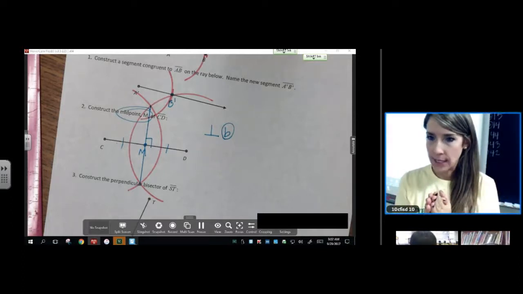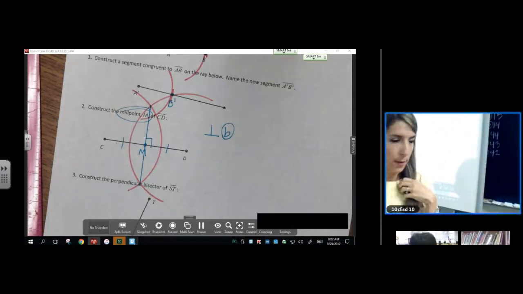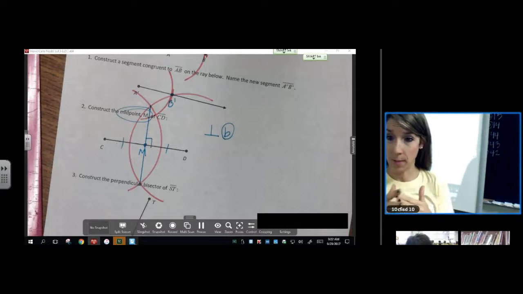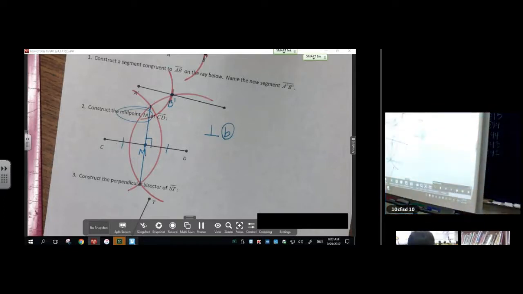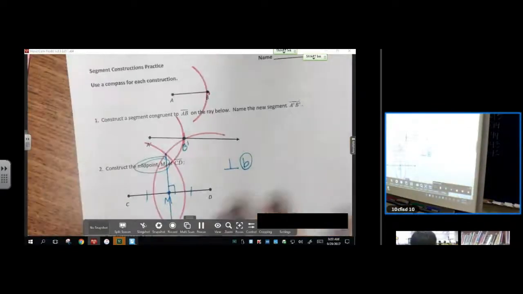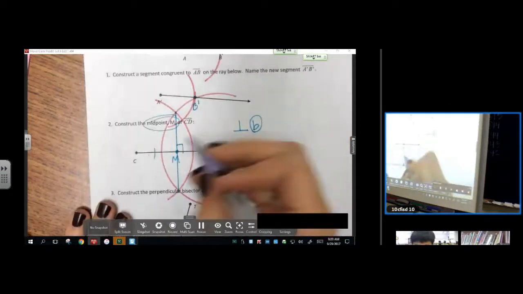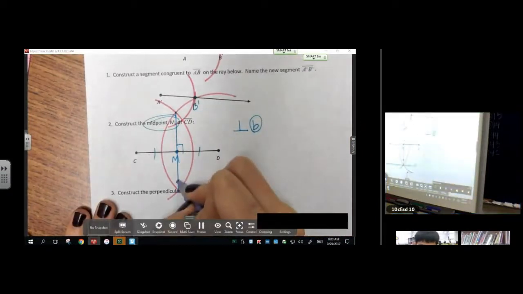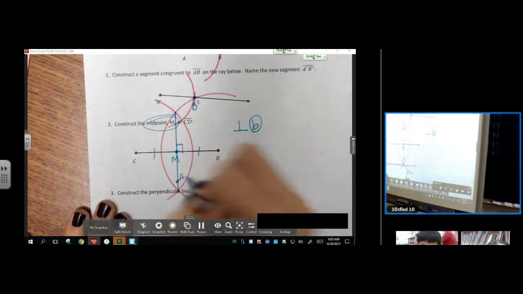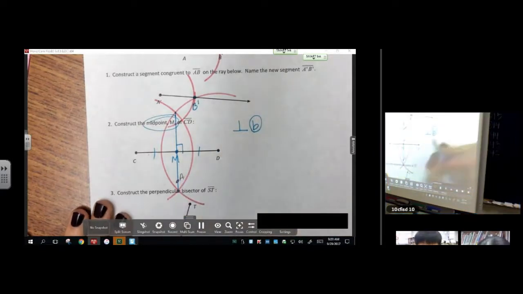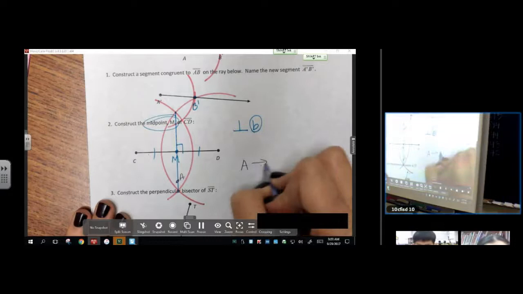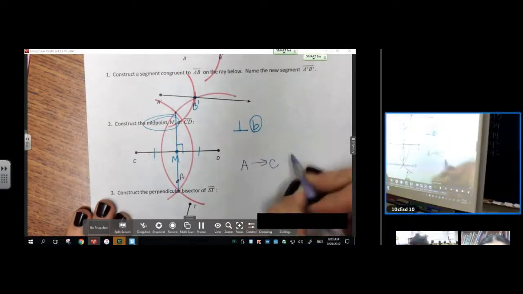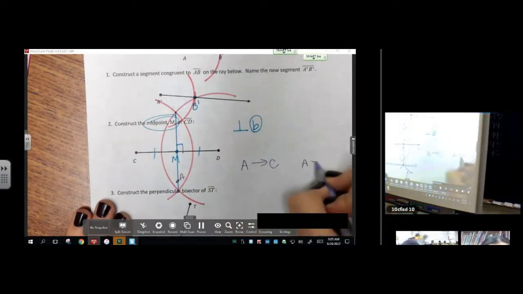Okay, I want to ask you guys a question. I'm going to pick a random spot on my perpendicular bisector. This is a random spot. Nothing special about this spot. There we go. I'm going to call that point A. How does the distance from A to C compare to the distance from A to D?